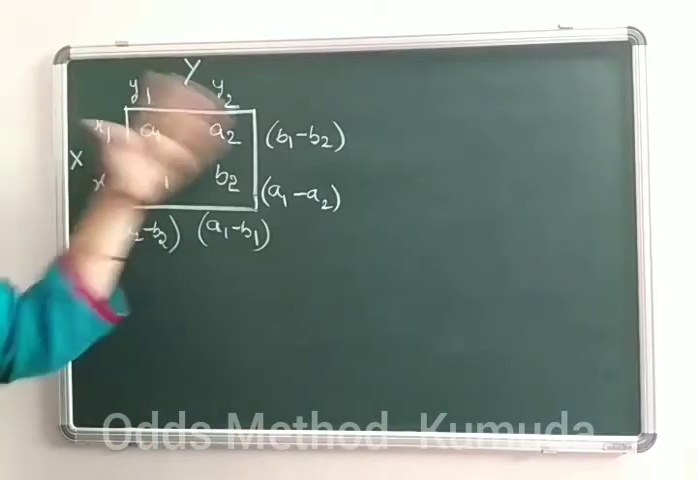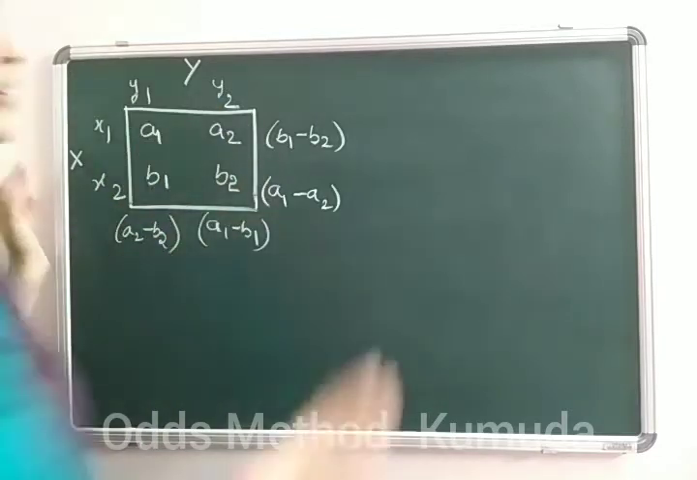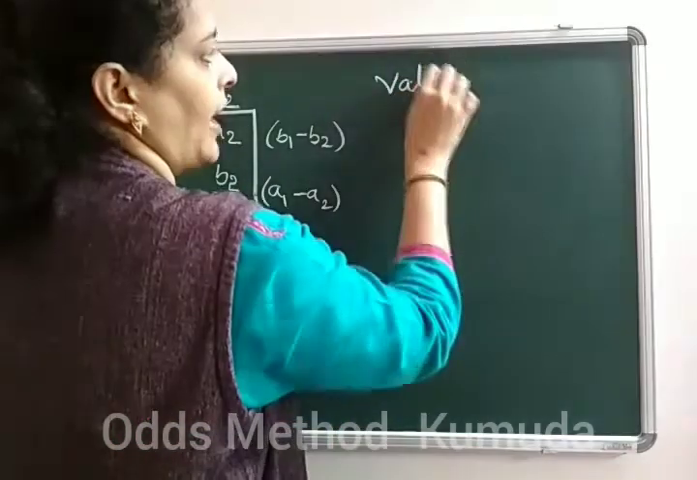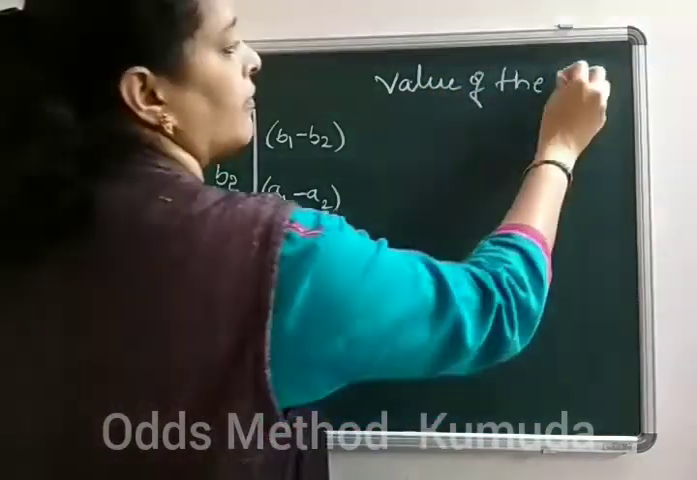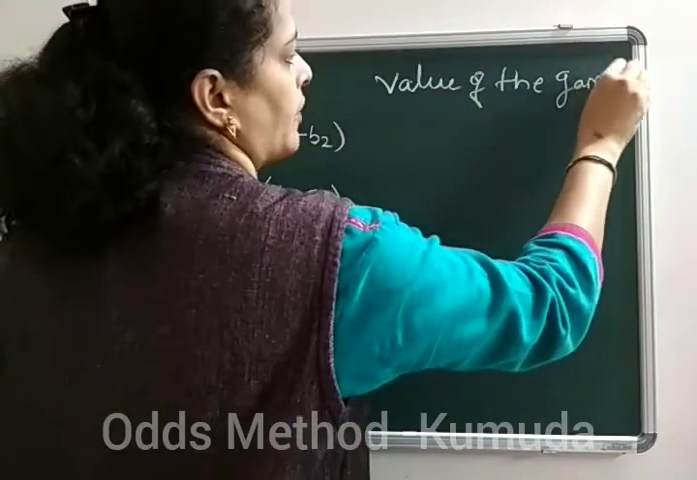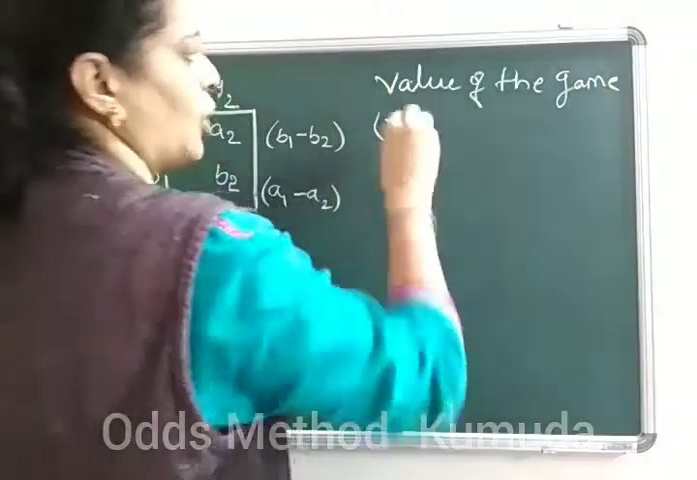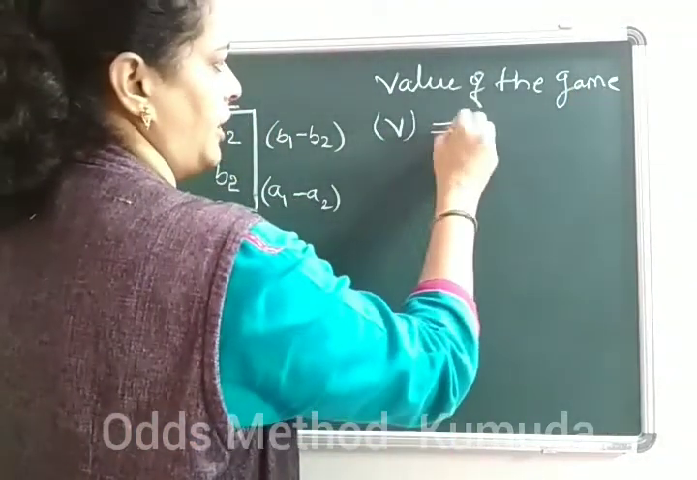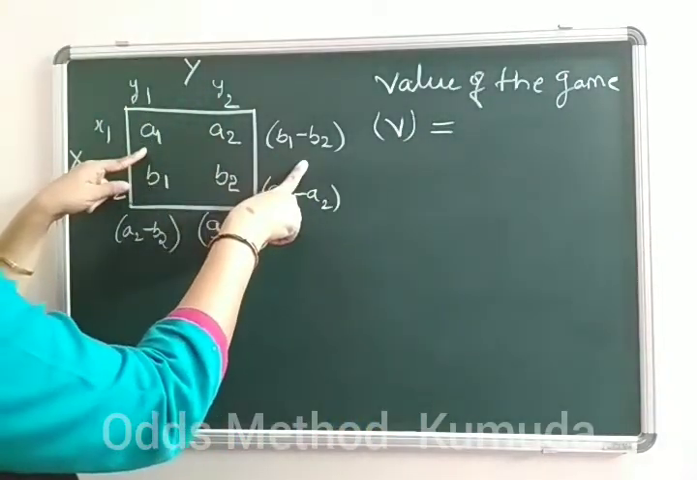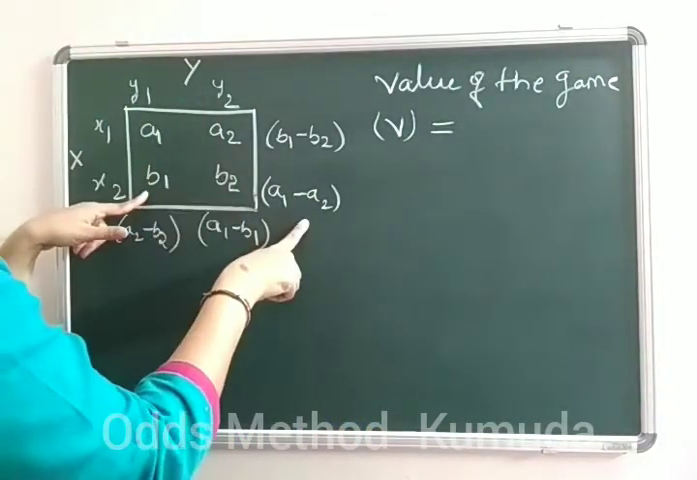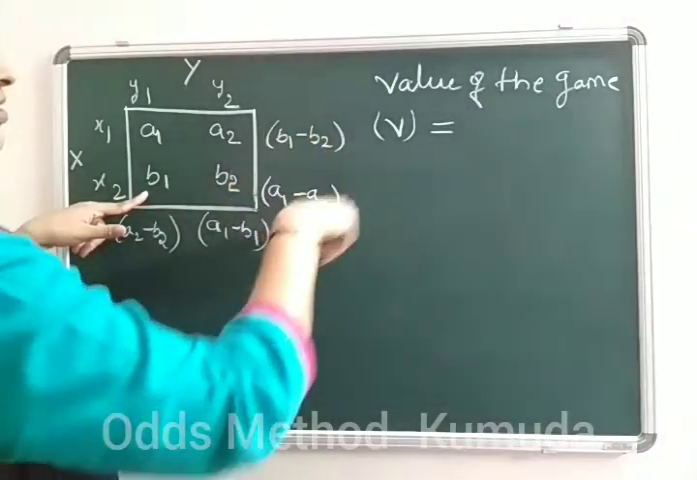After we do the values, that is defining odds, we calculate something called the value of the game. The purpose of finding these odds is just to find the value of the game. Generally, the value of the game is written as V. And how do we do that? It is A1 into B1 minus B2 plus B1 into A1 minus A2, divided by the sum of this difference.